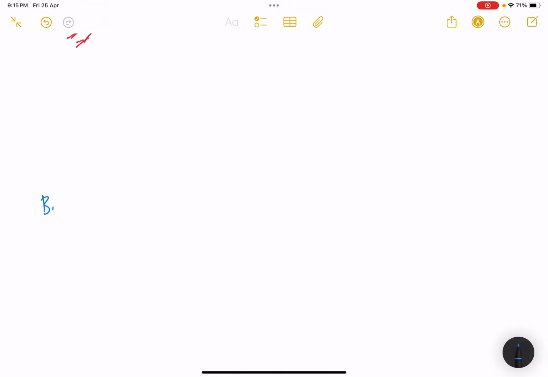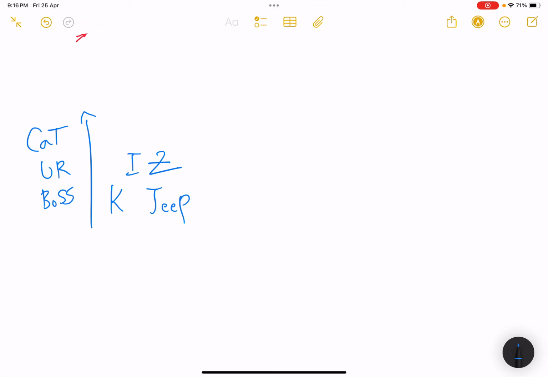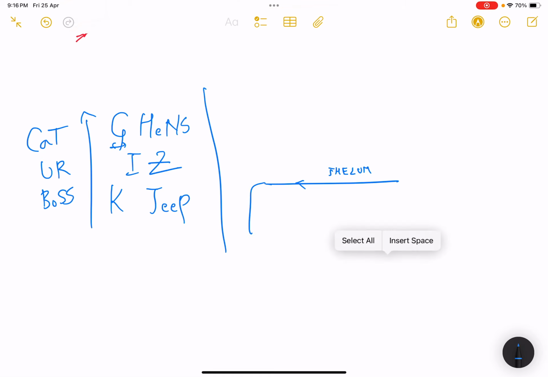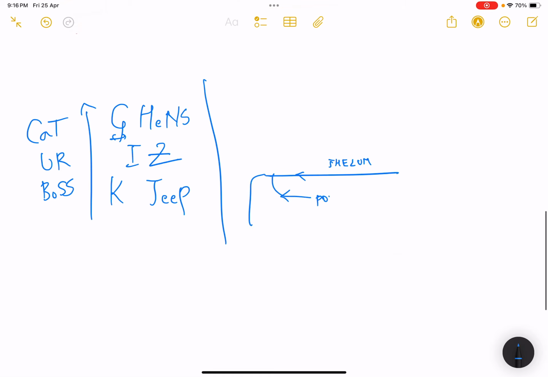Boss, your cat. So feel with me. I know the story is stupid, but it's a simple way to remember. The cat is driving the K Jeep. K Jeep is over the G hens. G hens because they look like G's. So here we go. You know the major river was Jhelum. And for Jhelum, we saw that the tributary was Poonch. So Poonch was to the south of Jhelum. It was a left-hand tributary.